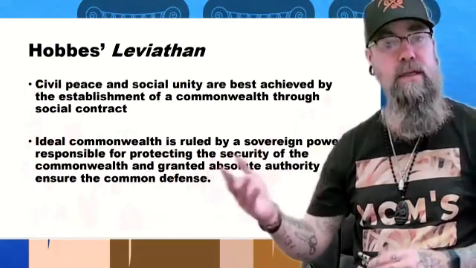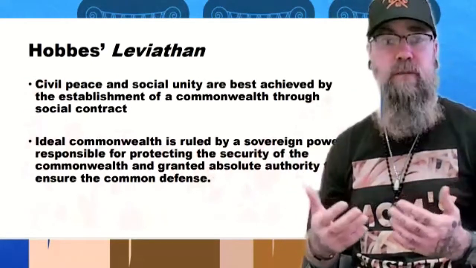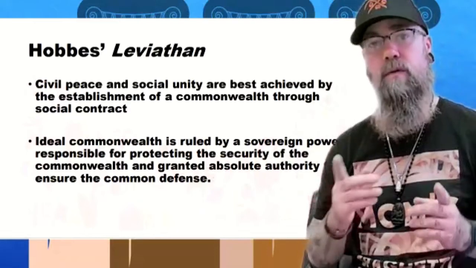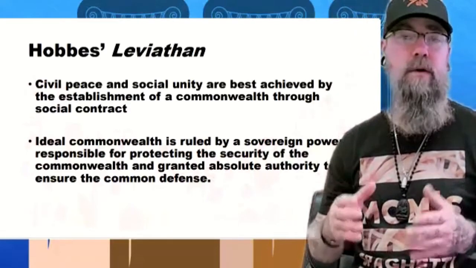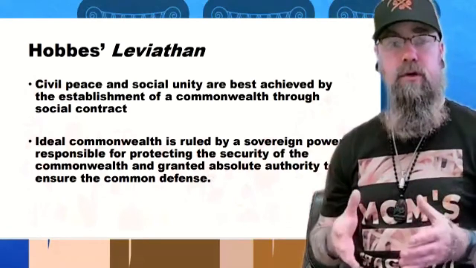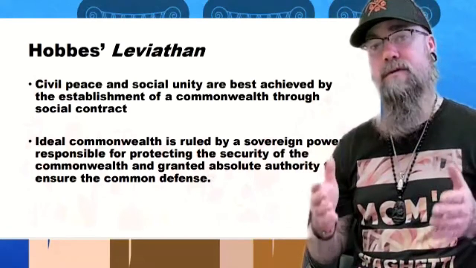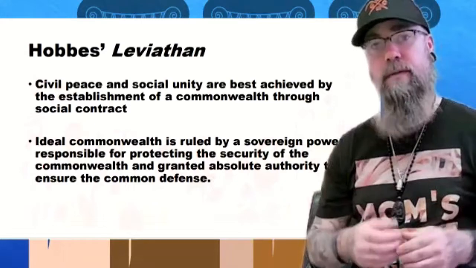Hobbes said that civil peace and social unity are best achieved by the establishment of a commonwealth through a social contract. The ideal commonwealth is ruled by a sovereign power responsible for protecting the security of the commonwealth and granted absolute authority to ensure the common defense.